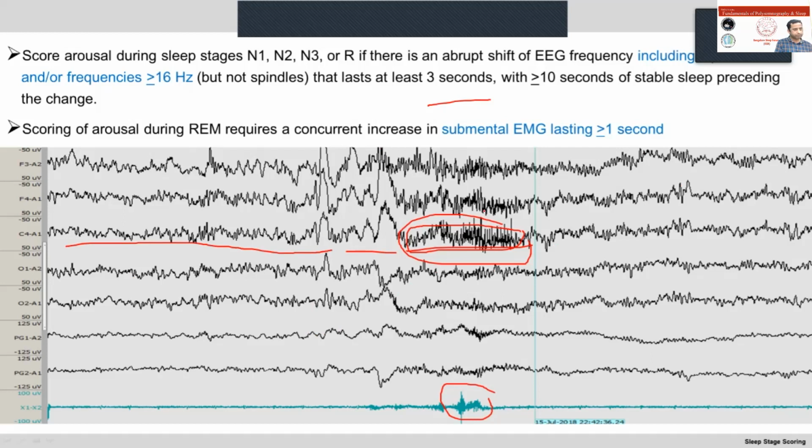But this part is called arousal. It's a transient wake or minimal wake. How it is useful in the scoring part and elsewhere, we'll see that.